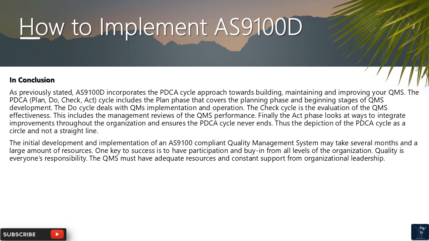The initial development and implementation of an AS9100 compliant quality management system may take several months and a large amount of resources. One key to success is to have participation and buy-in from all levels of the organization. Quality is everyone's responsibility. The QMS must have adequate resources and constant support from organizational leadership.